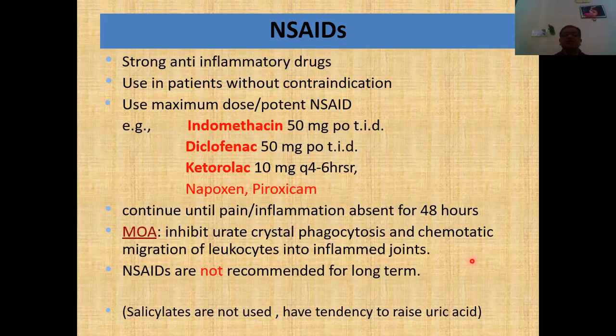Now, how does an NSAID show its mechanism of action? It inhibits urate crystal phagocytosis and the chemotactic migration of leukocytes into the inflamed joints. NSAIDs are not recommended for long-term treatment because they may cause toxicity. Salicylates are not used because they have a tendency to raise uric acid. Aspirin-like drugs are used as painkillers, but in this particular case they are not to be given because salicylic acid may increase the uric acid level.